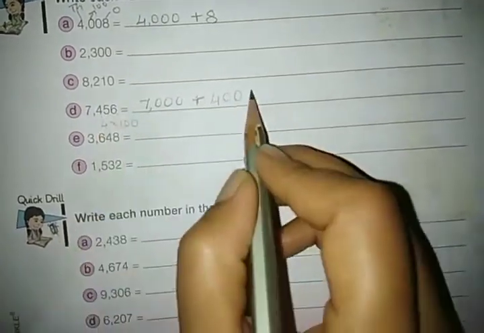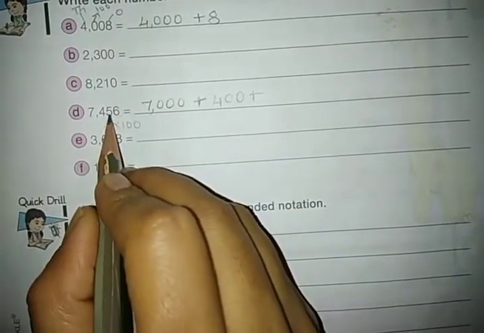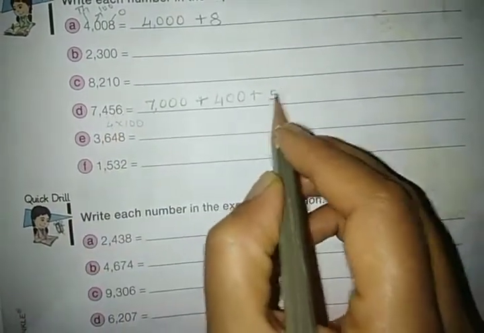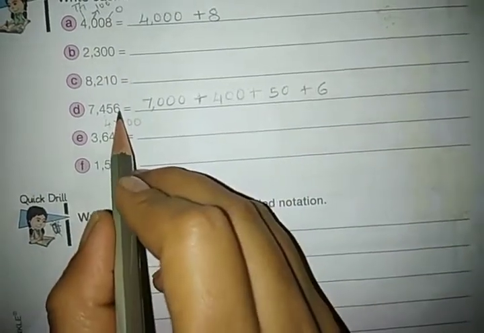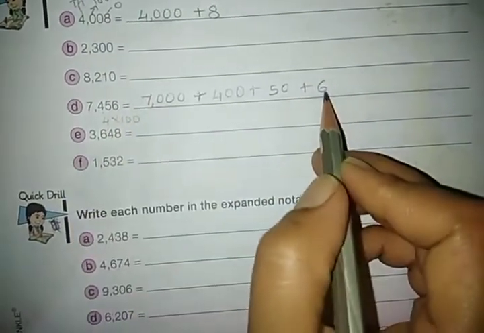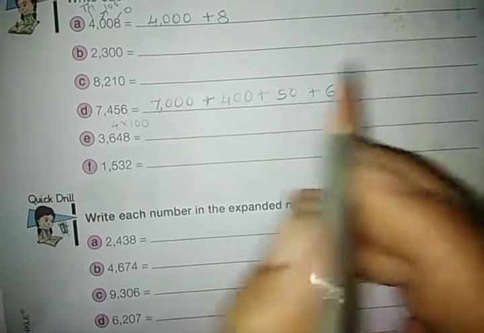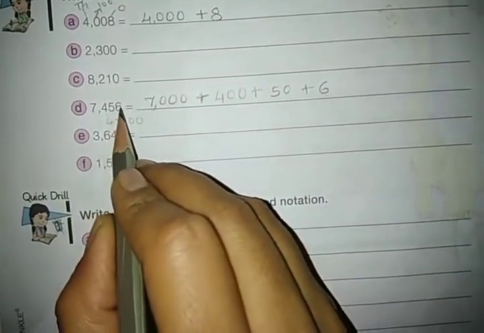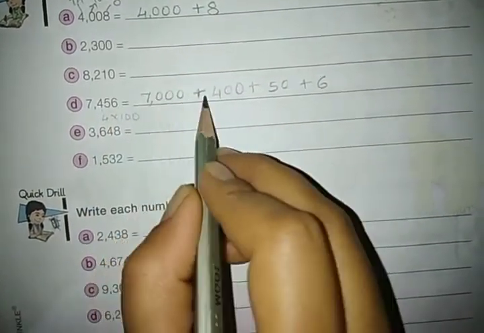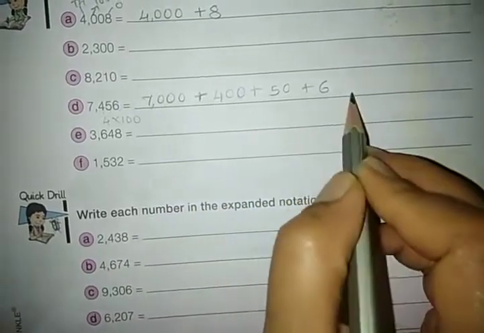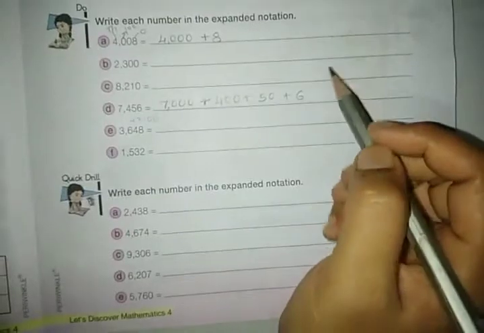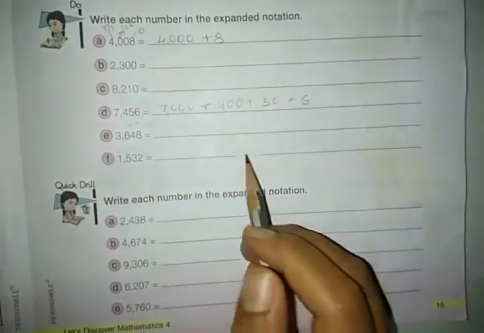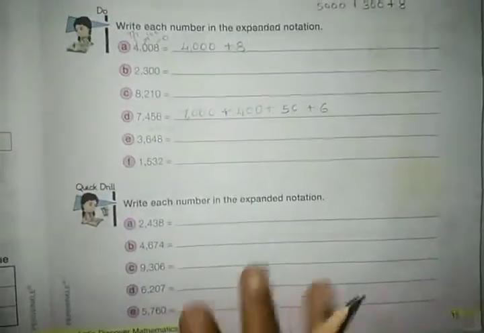400 plus 5 tens. 5 is in tens place, 5 tens is 50. And 6 ones is 6 only. The value of 6 in ones place will be 6 only. So the expanded form of 7456 is 7000 plus 400 plus 50 plus 6. Now expand the remaining numbers and send. We'll see the next exercise.